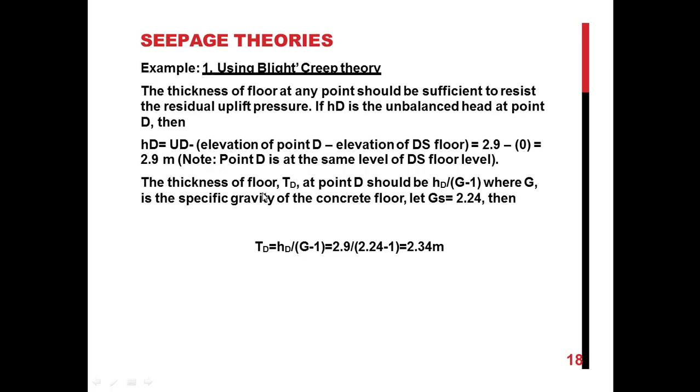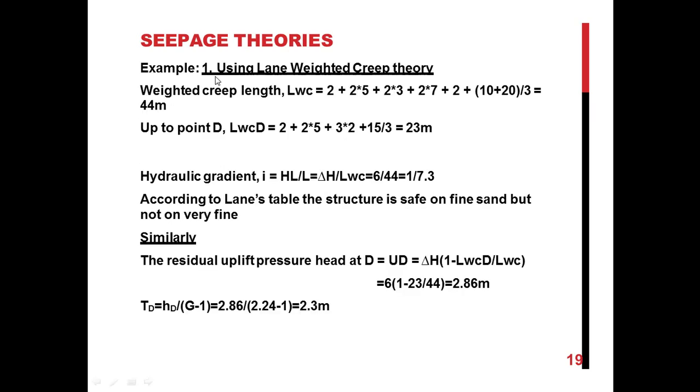How do we safeguard the structure against the uplift pressure? The structure should be safe against the uplift pressure by balancing the uplift pressure through the weight of the structure. Now, using Lane's weighted creep theory, we first calculate the length of the creep. According to Lane's theory, the total creep length is equal to 2 plus 2 times 5 plus 2 into 3 plus 2 into 7 plus 2 plus 10 plus 20 divided by 3.